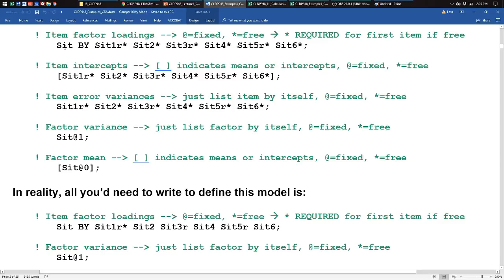So just to review what the code is doing here, the stuff in green with the exclamation points, those are comments. So sit is what I named my factor. It's short for situation. I had to name it sit because you have to have 8 characters or less when you name things. Situation forgiveness is the idea. It's measured by these 6 items. The asterisk is not technically necessary except for the first one, but I put it here for completeness. It means each of these loadings is being estimated.